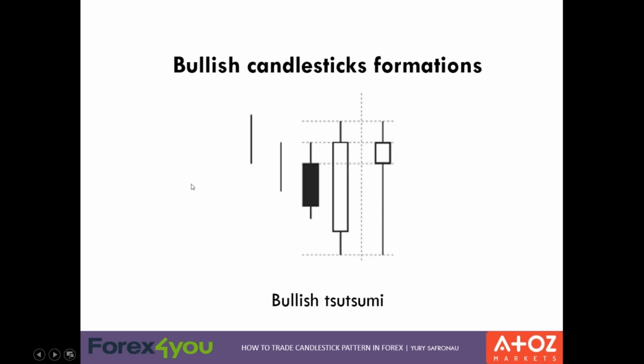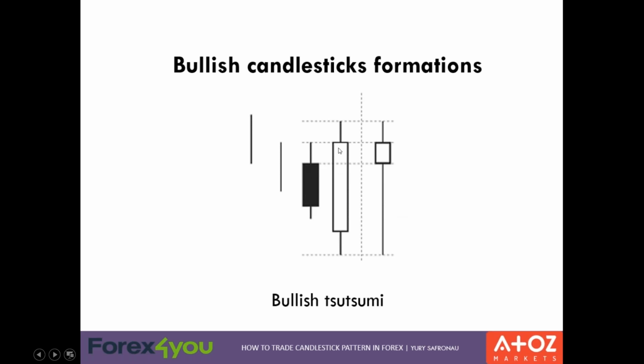So the next several slides will show you the bullish candlestick formations and the bearish candlestick formations. But before we start analyzing those formations, I'd like to tell you several things. First of all, what you see here on the right side after this dotted line is that this formation consists of 2 candles. In here you see only 1 candle.